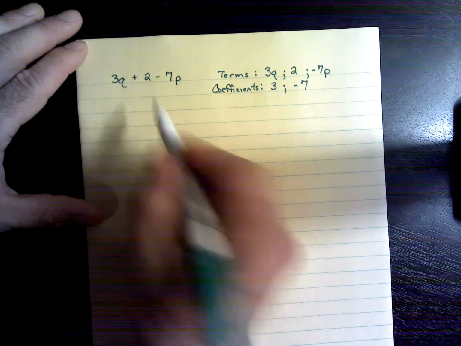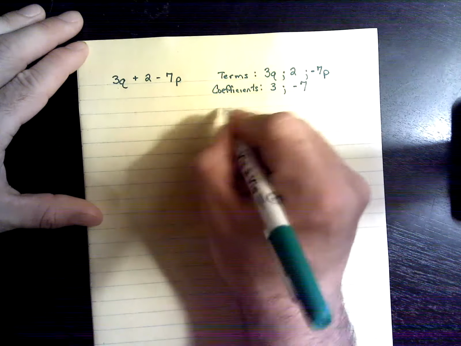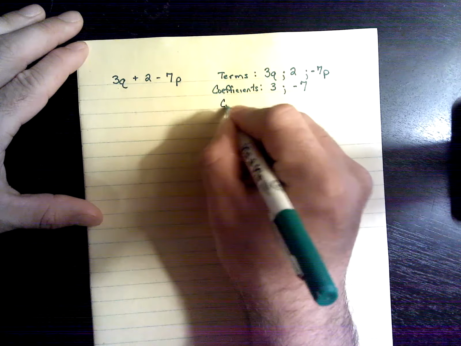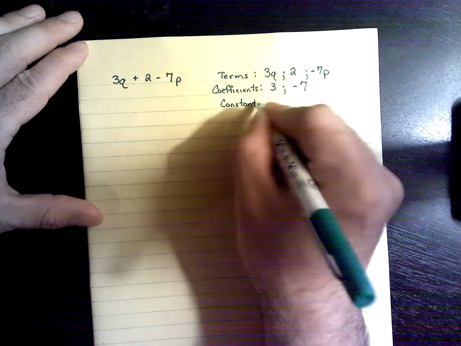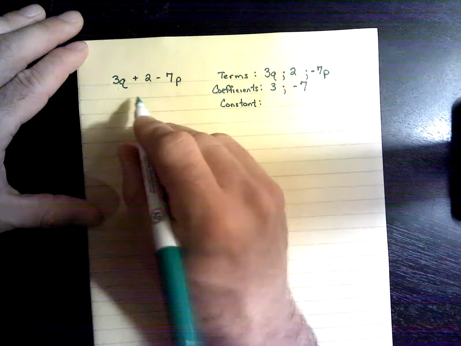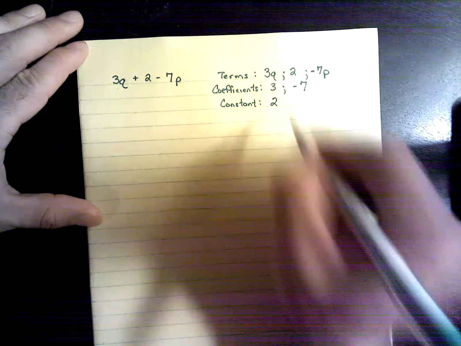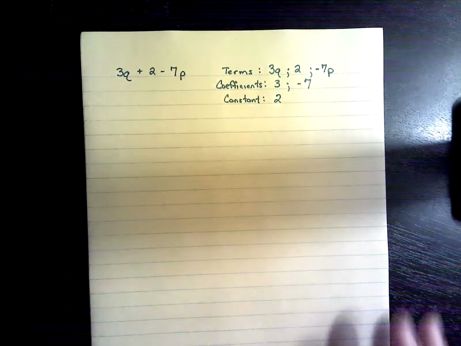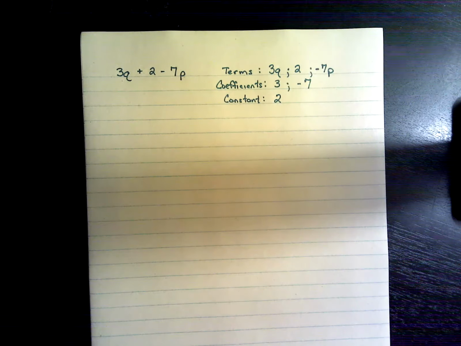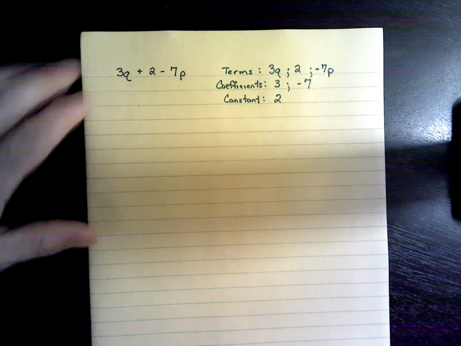And then there's this lonely little number here, all right, this 2. And the 2 is called a constant. We can call that a constant because it's never going to change. It doesn't have a variable to make it change. So as a result, we call those constants. All right. So now let's talk about how to simplify expressions.